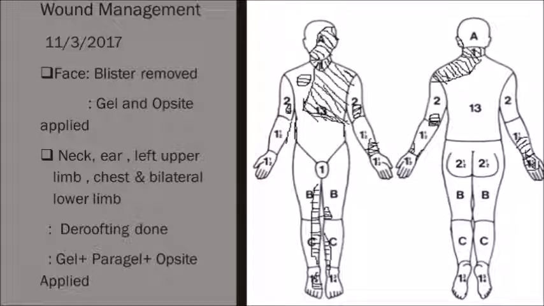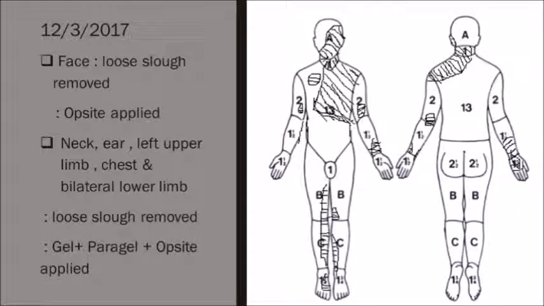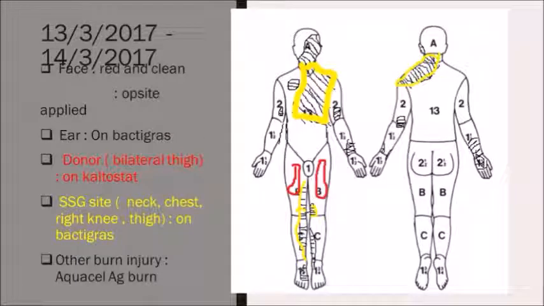Upon the arrival at the HGH, blisters were removed at the face and gel and oxide were applied. For the other wounds such as the neck, ear, left upper limb, and bilateral lower limb, the grafting was done and applied with gel, paragel, and oxide. Post-burn day 2, the loose slough was removed at the wounds and dressings were applied. After the surgery, the face was applied with oxide and the face is red and clean.